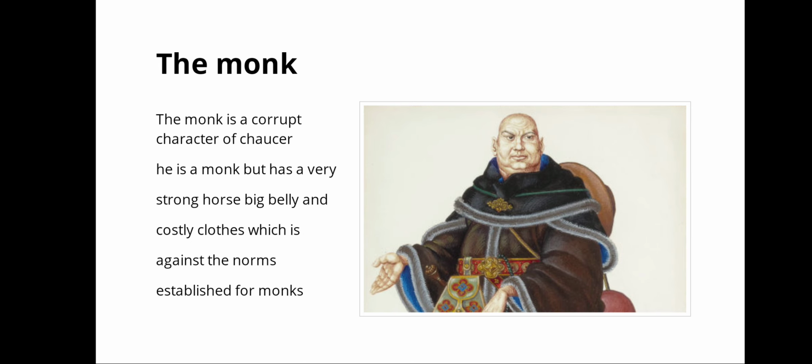Now the monk. The monk is a corrupt character of Chaucer. He is a monk but has a very strong horse, big belly and costly clothes, which is against the norms established for the monks. The monks have some norms, like they should not travel on horses or any other vehicles. They should always travel by foot, and should not wear such costly clothes and ornaments.